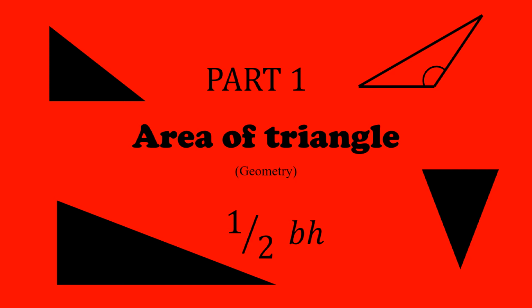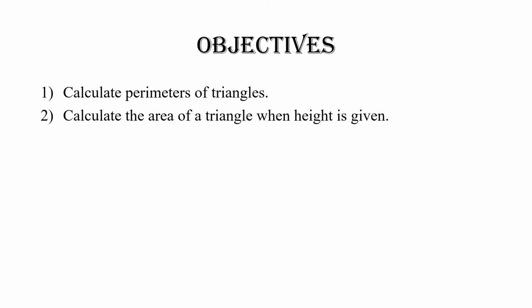Today we're going to do part one of three videos, because each one will address the different formulas for calculating the area of a triangle. And today our main focus is half base by height. Let's go. Our objective: calculate perimeters of triangles. Oh yes, I forgot that. Perimeters included too. And we're also going to calculate the area of a triangle when given the height. And again, remember from yesterday's video, in order to use half base by height, we must get the height. If we don't get the height, then we have to know which other strategy to use.